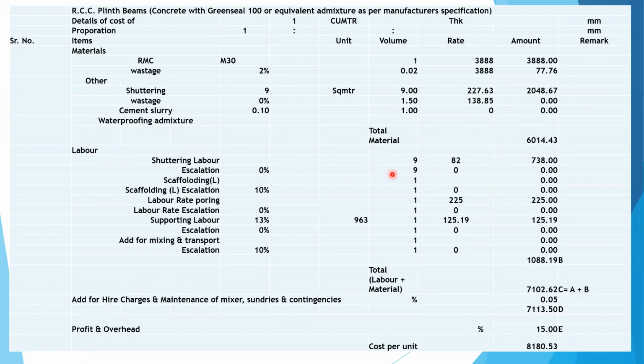Labor, shuttering will be 9 square meter at the rate of 82 rupees will be 738. Labor for pouring will be 225 rupees. Supporting labor will be 125.9. So the cost of the labor will be 1088. So the labor plus material cost for RCC plinth beam M30 will be 7113.